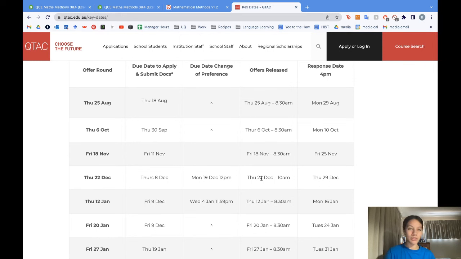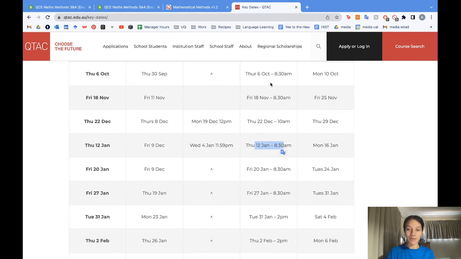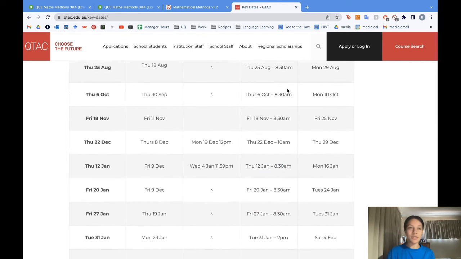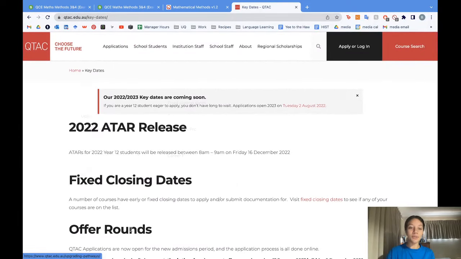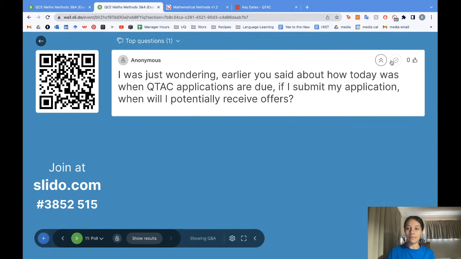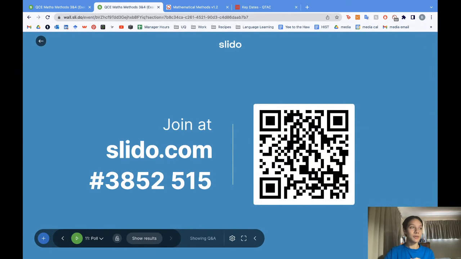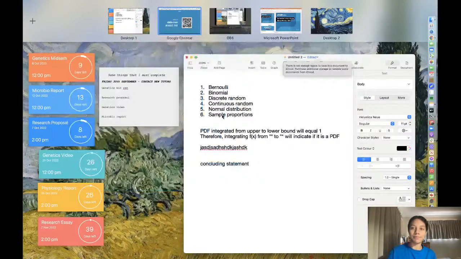It also depends on which university preferences you've put into your application, but typically the majority of degrees will be released in January after your ATARs are released. Your ATARs come out in December, about the 3rd week of December, and then QTAC offers usually come out in the January round, and then you have all your subsequent rounds after that. This is a really good website link that tells you when you can expect offers, and you'd have to cross-check it with the specific preferences that you've put in.